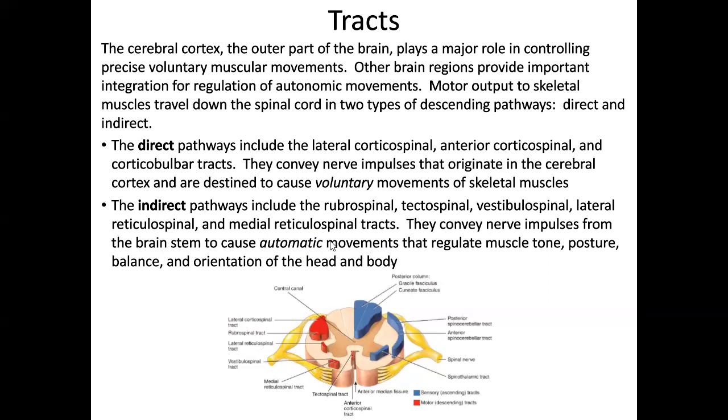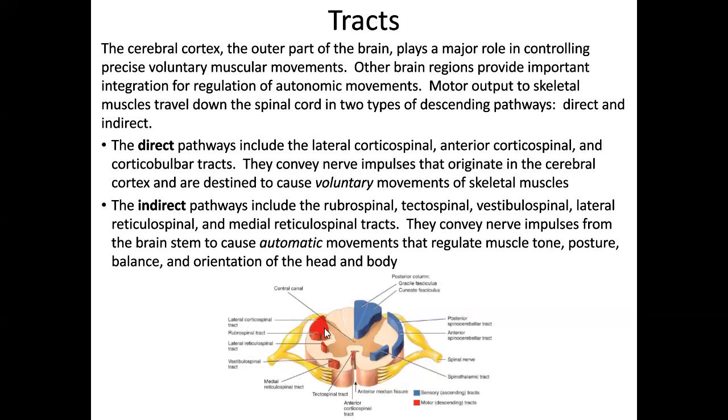Okay, and in this case, they're still automatic, but they are still associated with not skeletal or not cardiac muscle, smooth muscle. It's still skeletal muscle because there are some automatic things involved with our skeletal muscle, things like muscle tone, which is where our muscles are very weakly contracted all the time, even if we feel like they're relaxed. Posture, so like keeping your spine straight up and down vertically. Balance, and then orientation of your head and body, which are just basically automatically done for us, and that's because of this set of indirect pathway tracks.